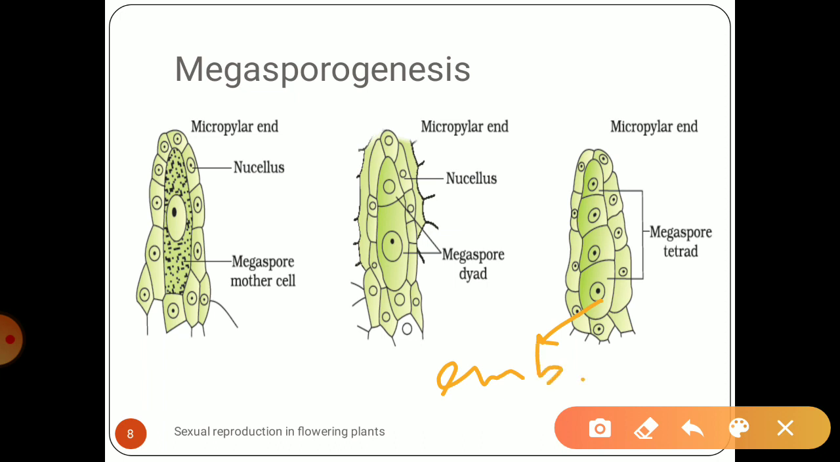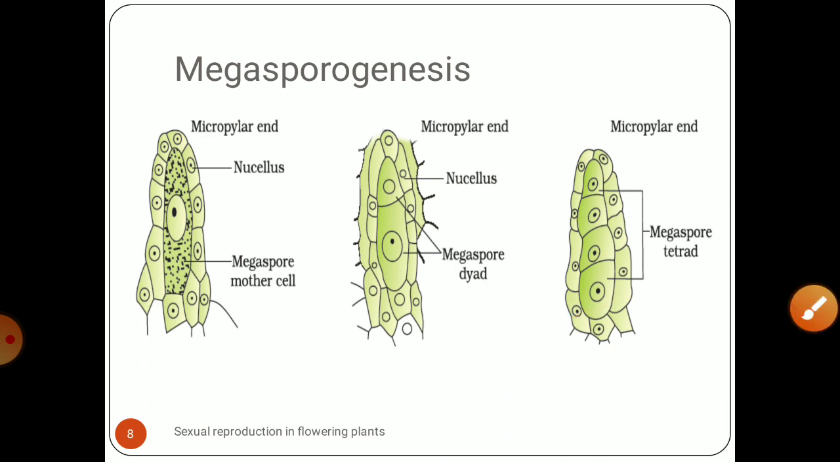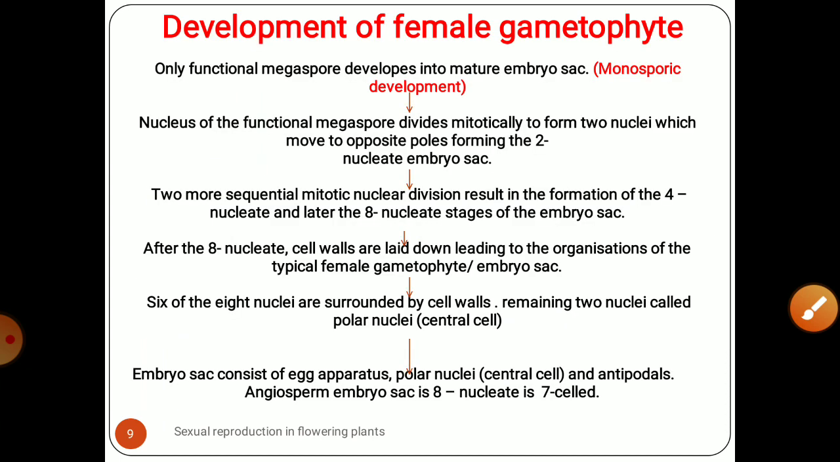Embryo sac. So this type of development, where only one megaspore gives rise to the embryo sac, always remember, one is giving rise to the embryo sac, so we call it monosporic development. So this is monosporic development. Now moving on, from the megaspore the female gametophyte will be formed, and we call it monosporic development.